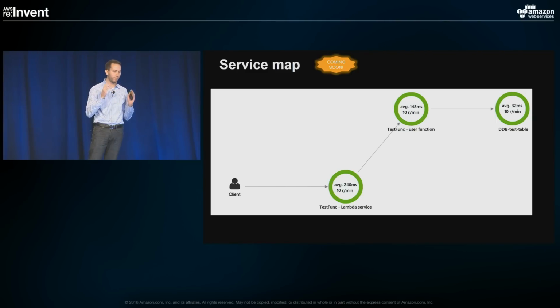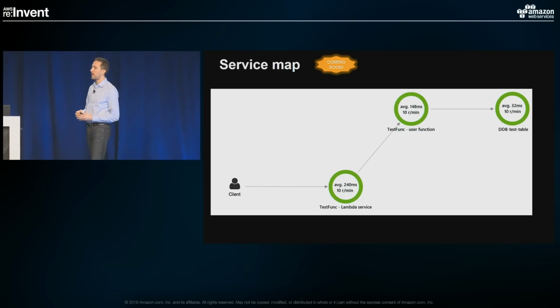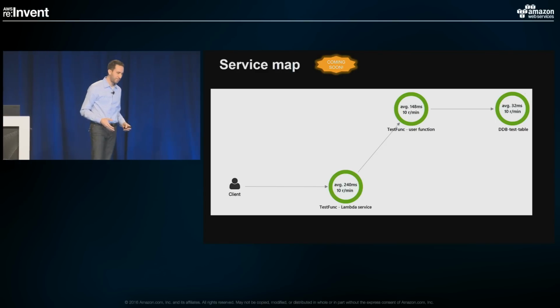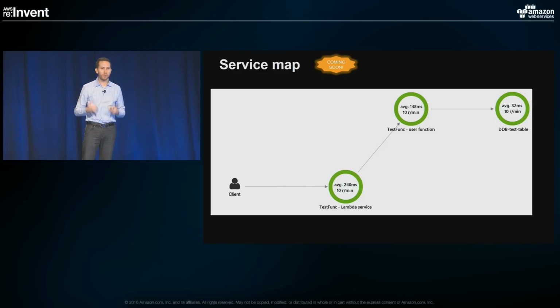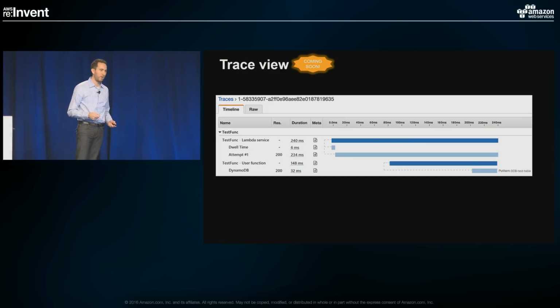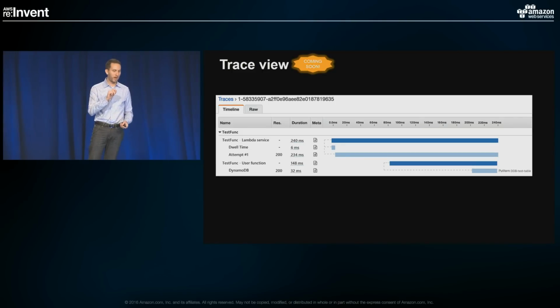So let's say you looked at the service map. You found that you had some sort of issue with the Lambda service. You want to drill deeper into that. You want to see what's going on in there. So the next step would be to take a look at the trace view. And what you're seeing in the trace view is a zoom in of what's happening within your function or your service or the Lambda service.